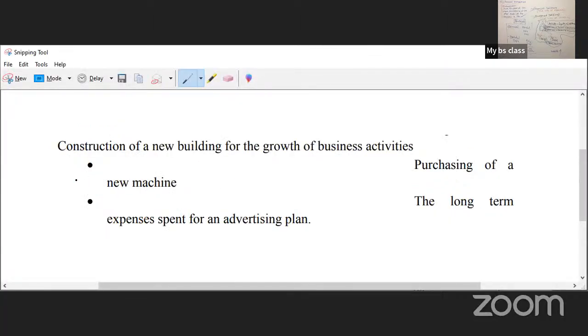Constructing a new building for the business, number 1. And purchasing a new machine. The long-term expenses spent on an advertising plan, like a good advertising campaign. So this is your capital budget, capital nature, long-term decisions.